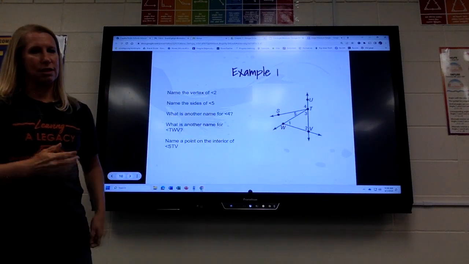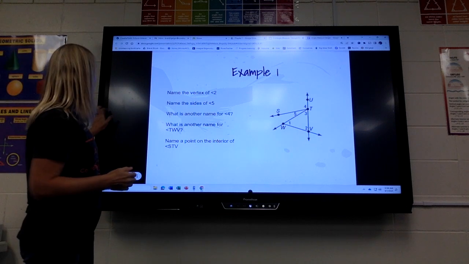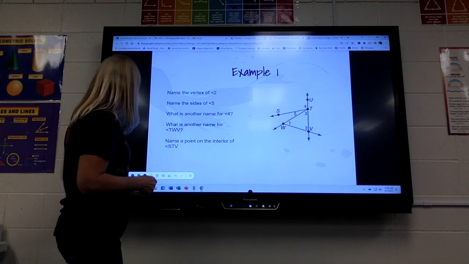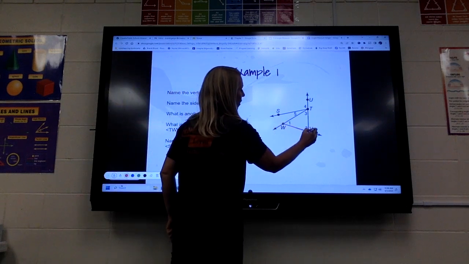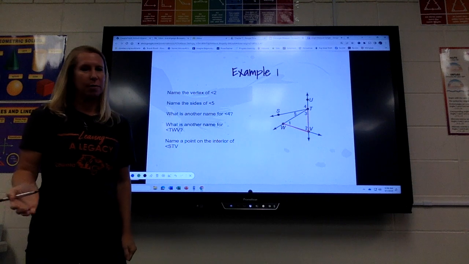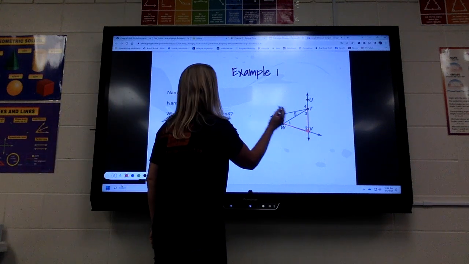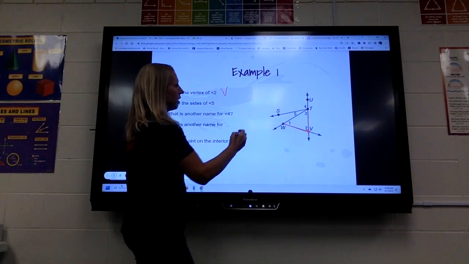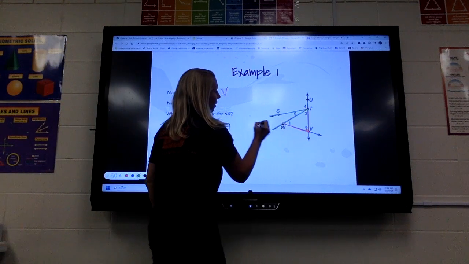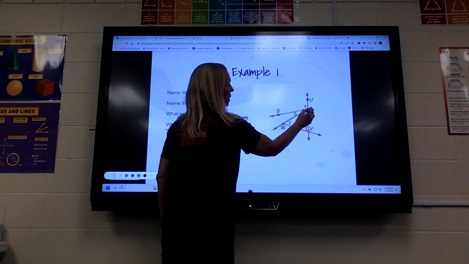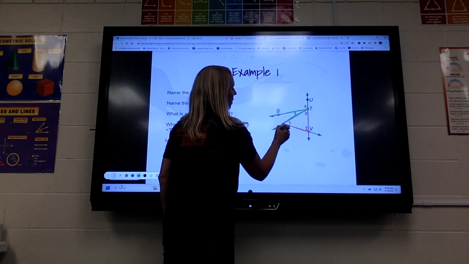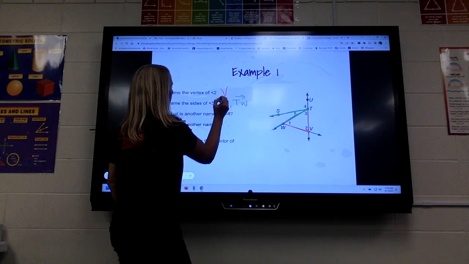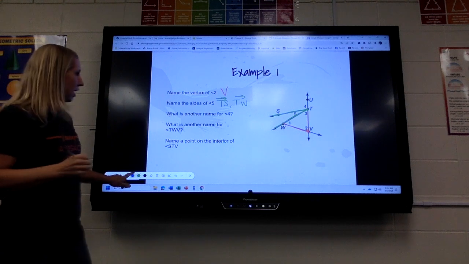Okay, so this is just an example that we go through. It says name the vertex of angle 2. So if I locate angle 2, that's right here. I like to trace it so I can see it better. The vertex would be B. Name the sides of angle 5. So I'm going to trace angle 5 right here. So the sides would be TS and TW. What's another name for angle 4?